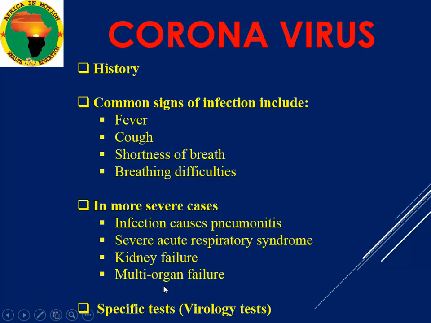In more severe cases, it would cause pneumonitis, inflammation. The alveoli get infected. Severe acute respiratory syndrome, kidney failure, and eventually, once the kidney is failing and the lungs are failing, other organs as well will fail. Then it will lead to what we call multiple organ failure. There are also other specific tests, virologic tests, which will help in confirming whether it is coronavirus or not.